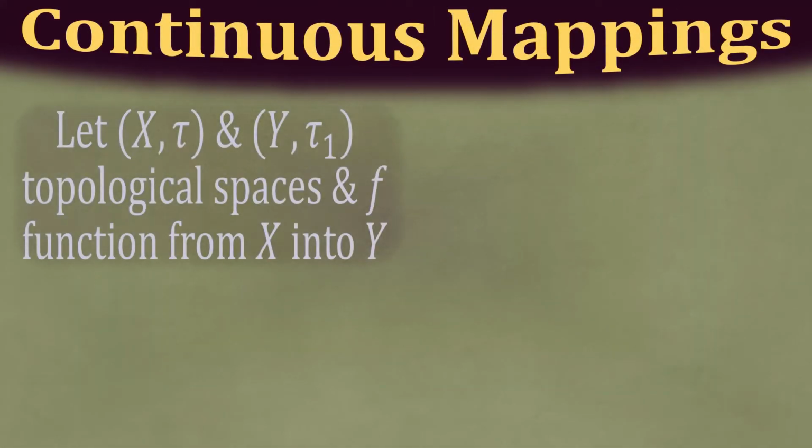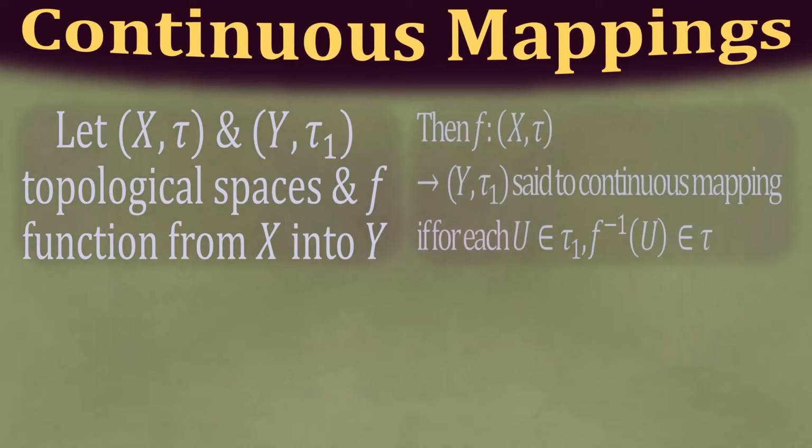Now let's define a continuous mapping. Let X with T and Y with T1 be topological spaces and f a function from X into Y. Then f from X with T to Y with T1 is said to be a continuous mapping if for each U in T1 the inverse image of U is in T.